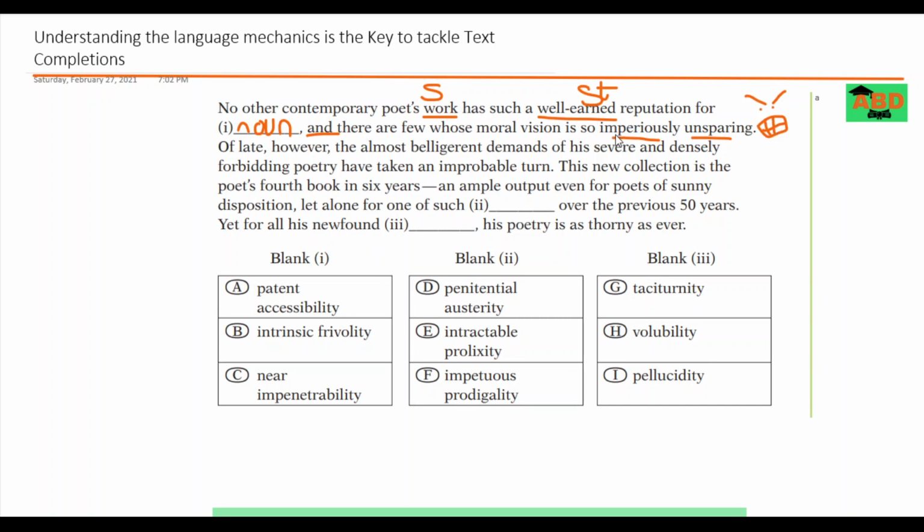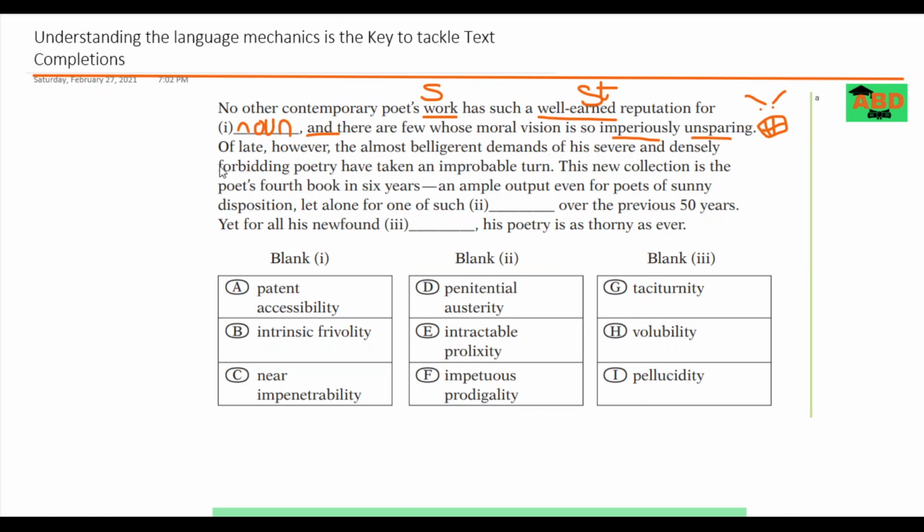However, if you are talking about imperiously unsparing, imperiously means dominating and kingly, in a position in which you dominate and expect people to follow. So if I'm using these two words together, I'm guessing that this word is probably something to the effect of merciless, harsh and cruel, that kind of thing.